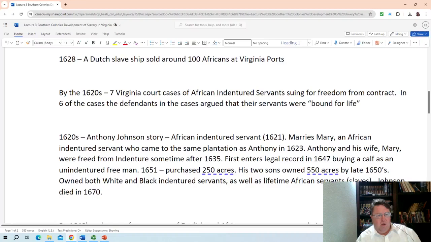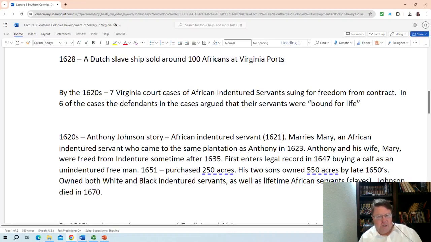If these men thought they were slaves and they had no rights and they're lifetime servants, they wouldn't have thought, hey, I can go to court and sue. So this indicates in the culture there is an attitude or a view among people that, listen, I'm an indentured servant. I can sue for my freedom based on contract.